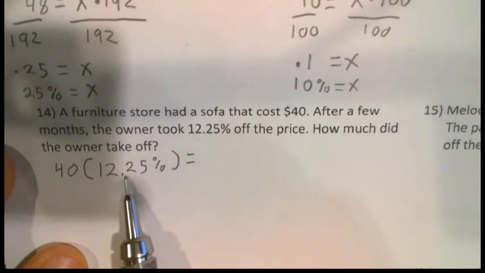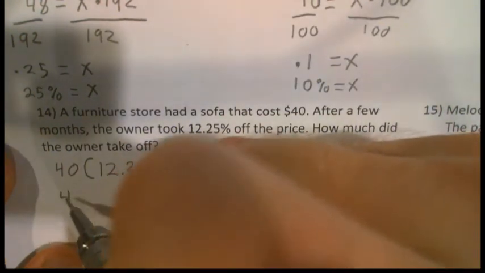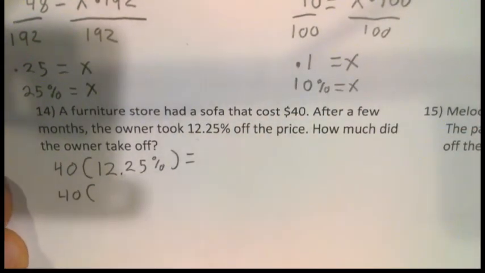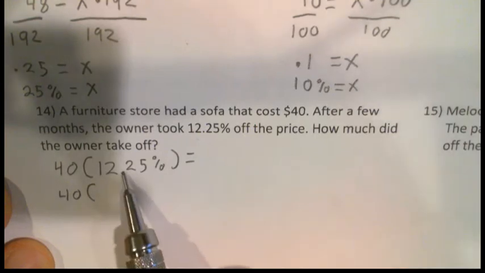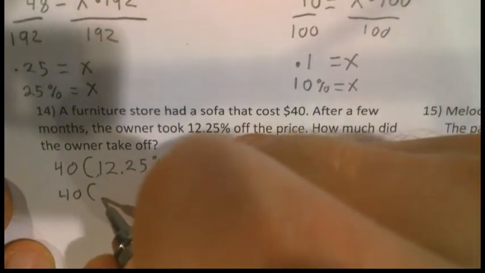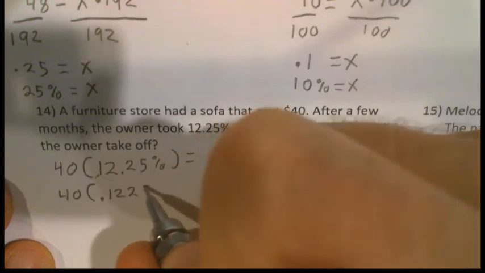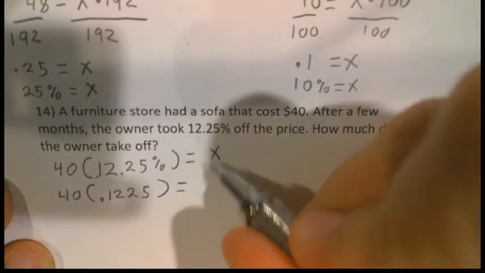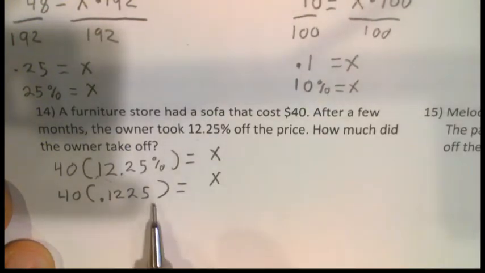First thing we should do is change the percent to a decimal. The trick to convert a percent to a decimal is to divide by 100 and drop the percent sign. Dividing by 100 moves the decimal spot 2 times to the left. That's going to give us 0.1225. The result we don't know yet, so we'll call that X.